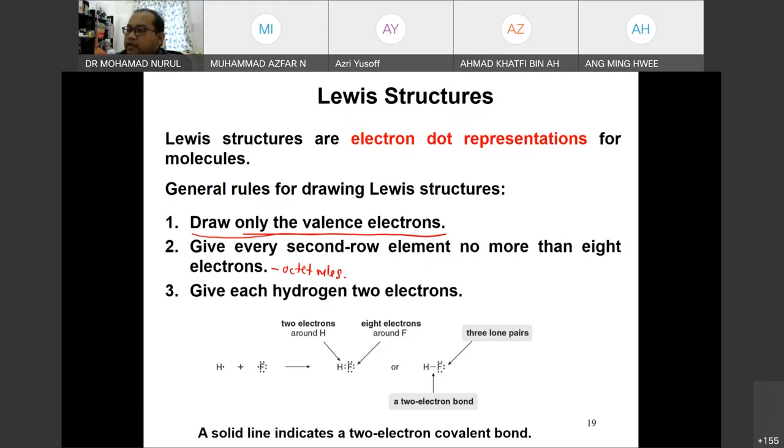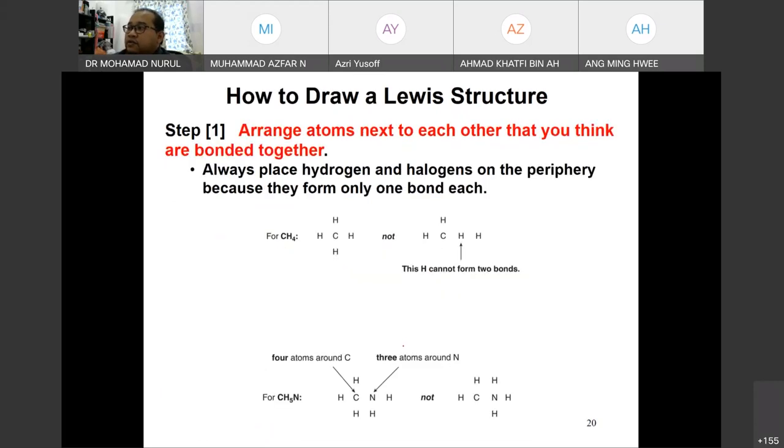Lastly, give each hydrogen two electrons like this one. Okay, these are the bonded electrons. Third one, arrange atoms next to each other that you think are bonded together. Again, go to the first steps, okay?